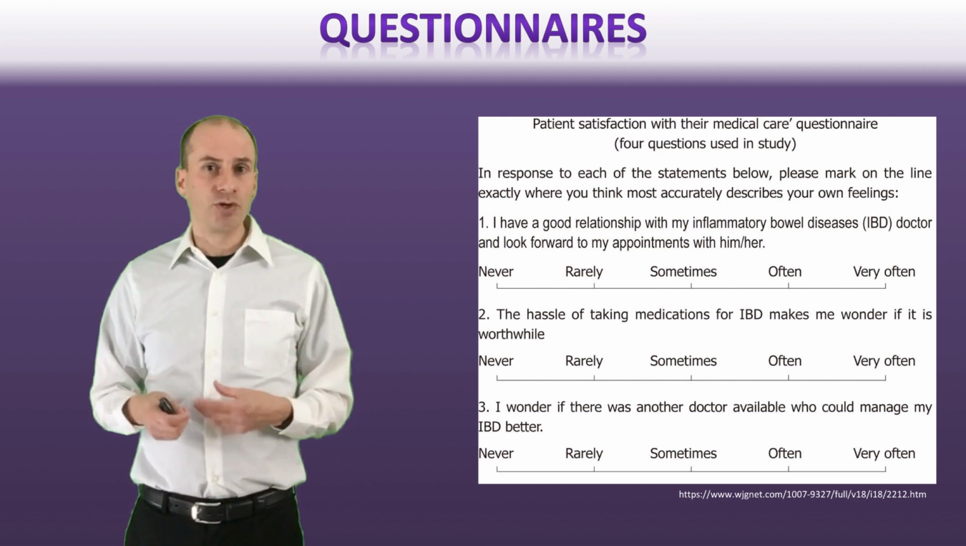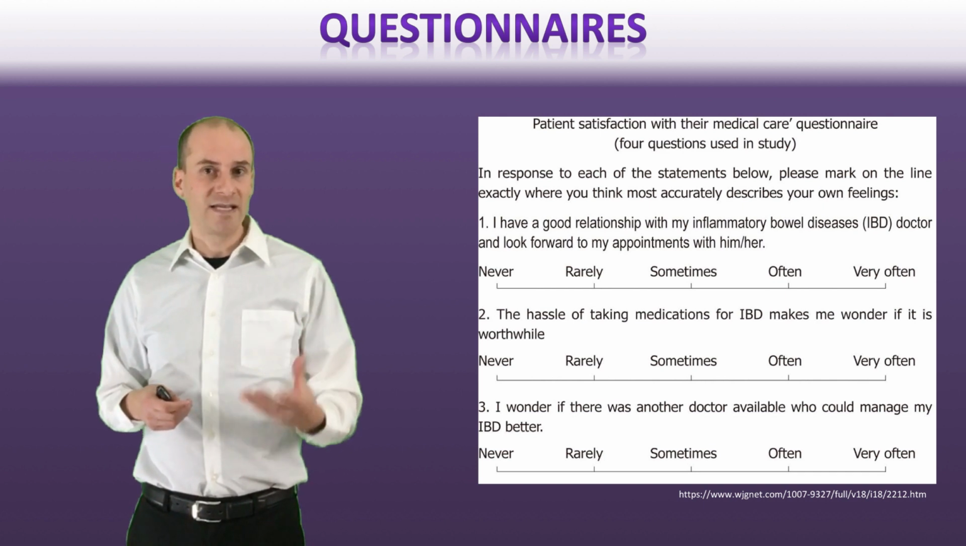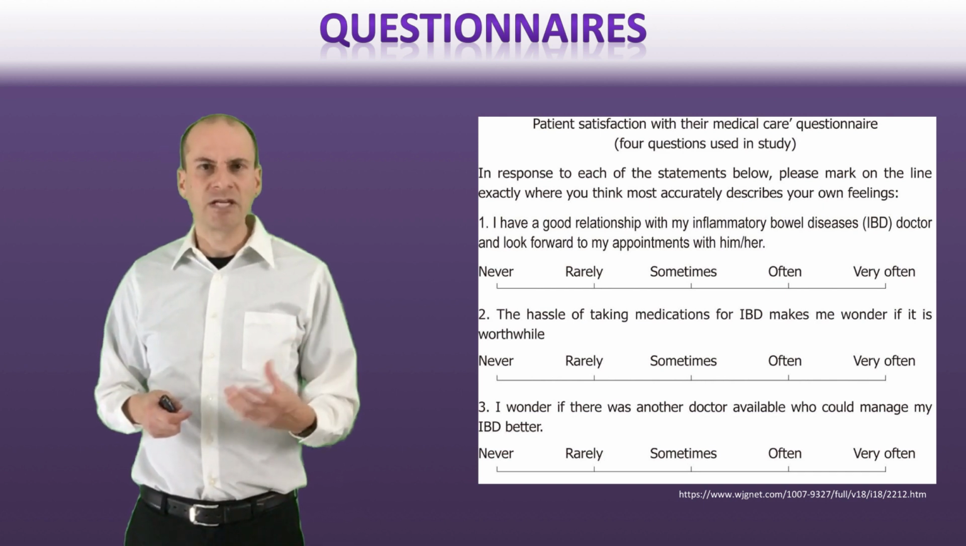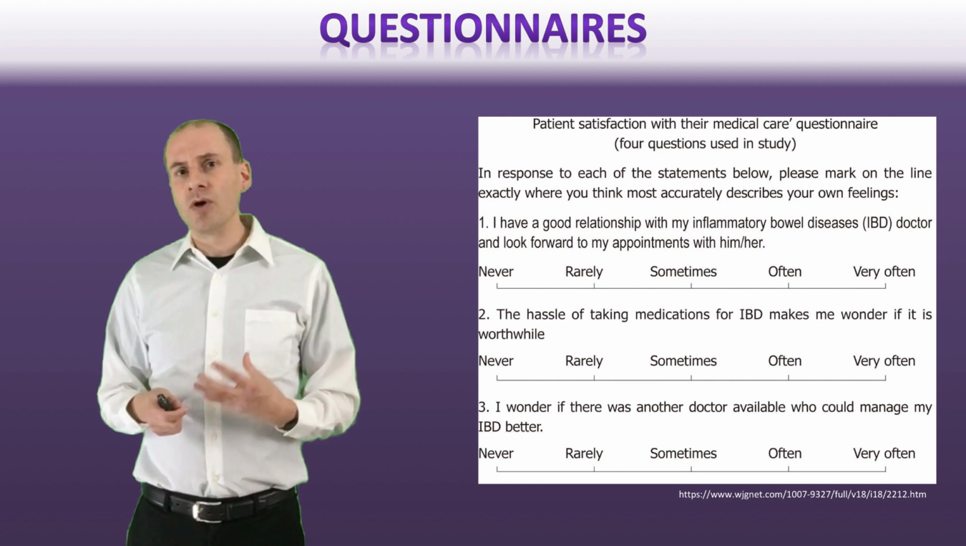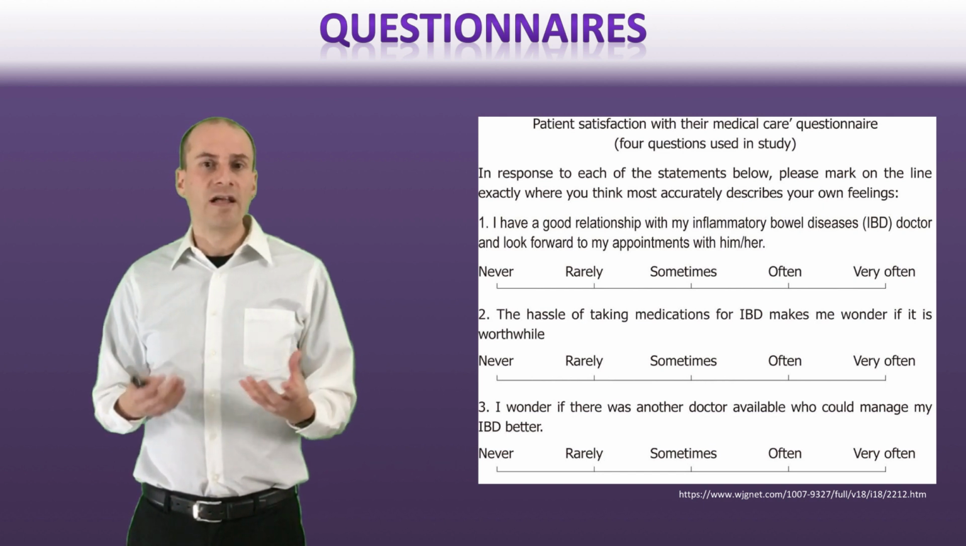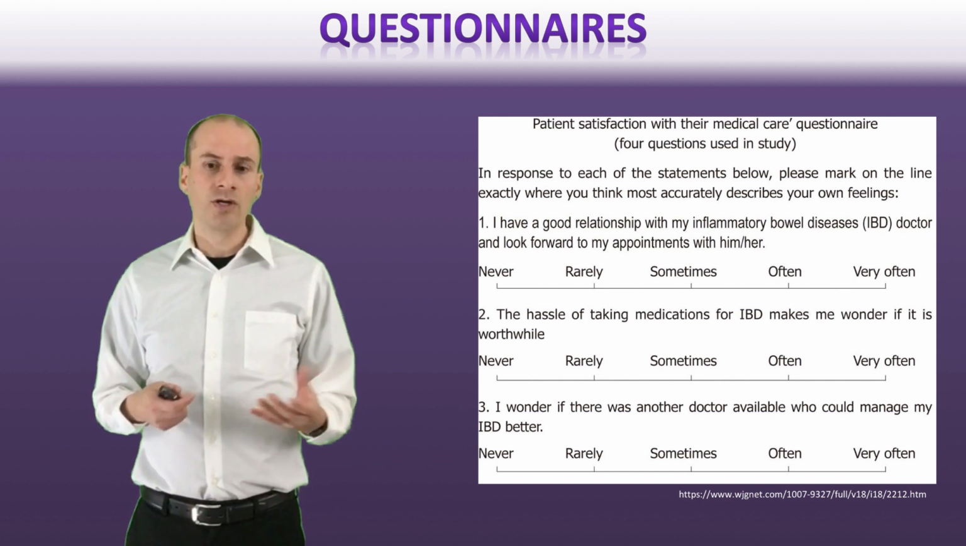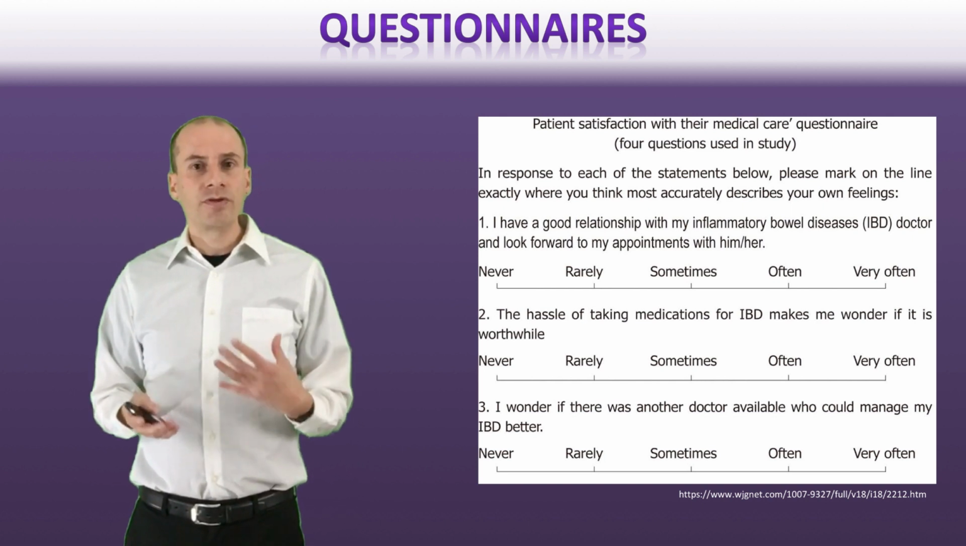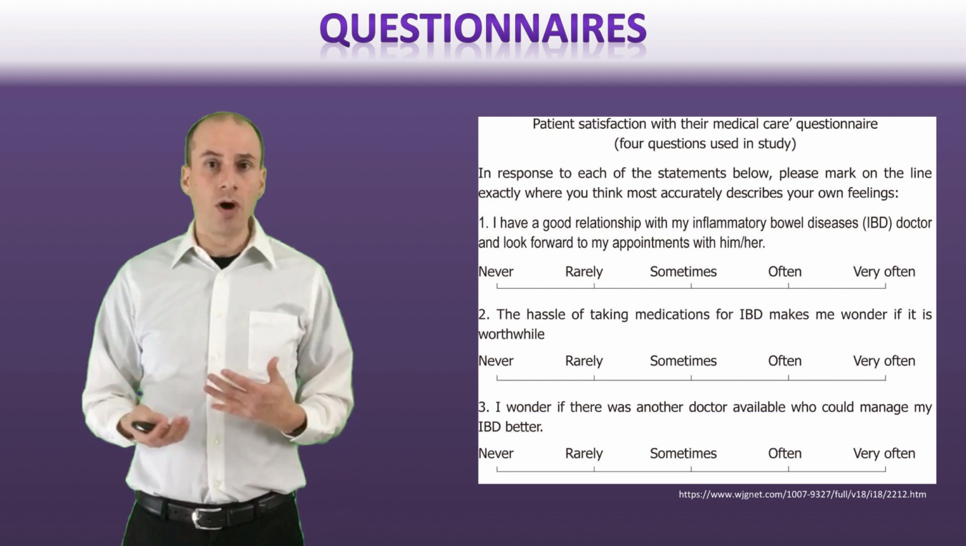Now, typically what a researcher will do is a pilot study to test it out beforehand to make sure that it's actually working well. And sometimes they'll integrate what we call validated scales, which I'll talk about shortly. Now, there's a few different benefits and drawbacks of questionnaires.